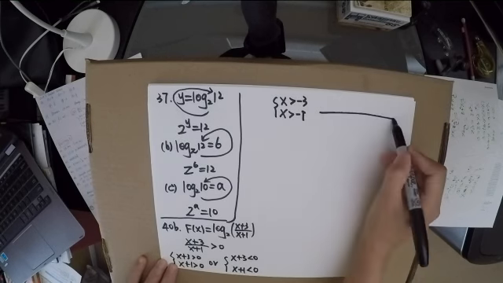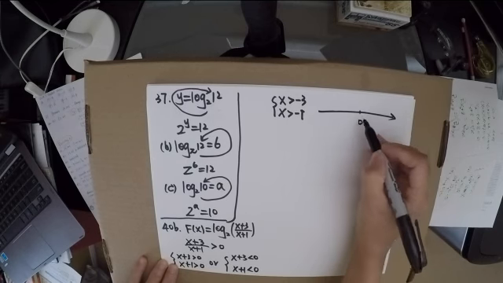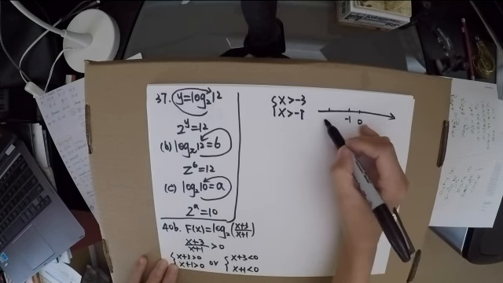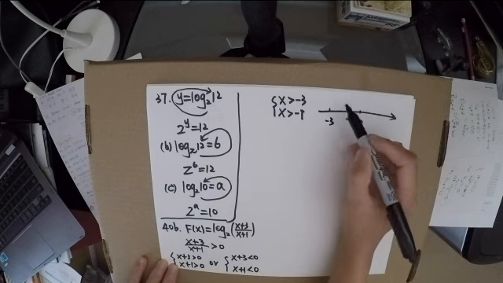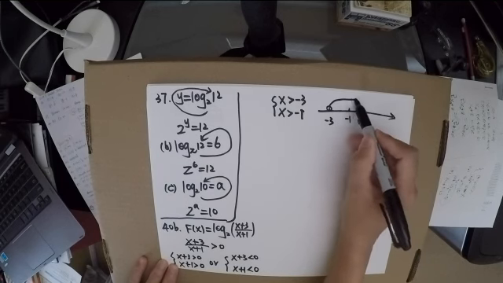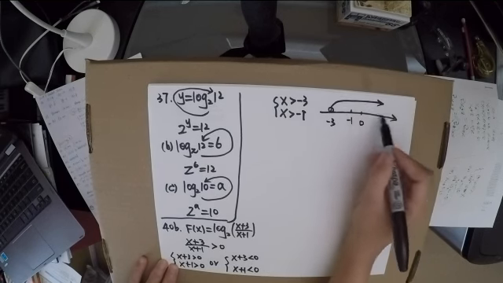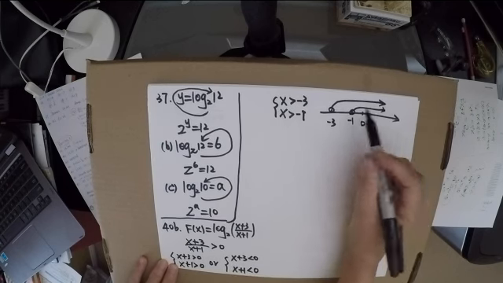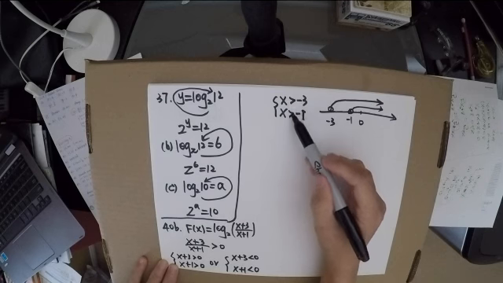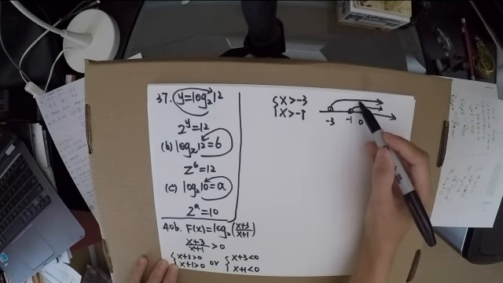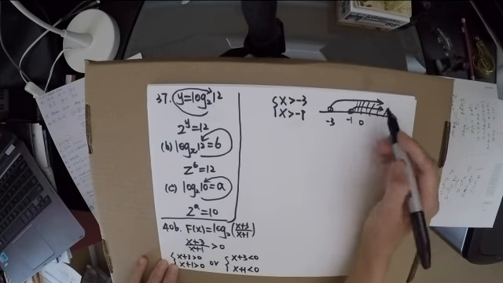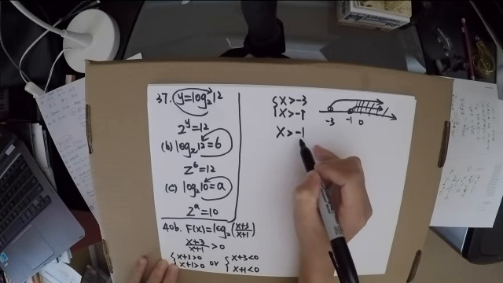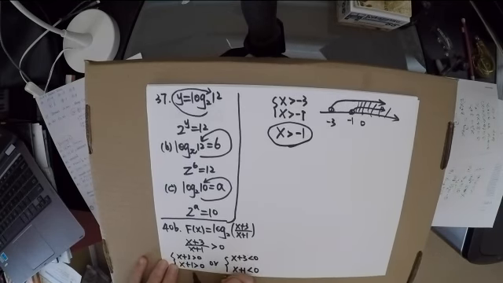So on the number line, say this is 0, this is negative 1, this is negative 3. So greater than negative 3 is this part. Greater than negative 1 is this part. We have to satisfy both conditions, so we find the overlap part, which is x greater than negative 1. So that's the first case.